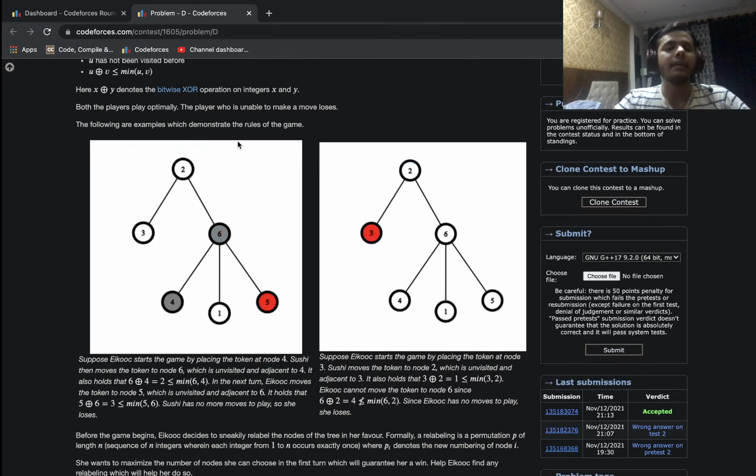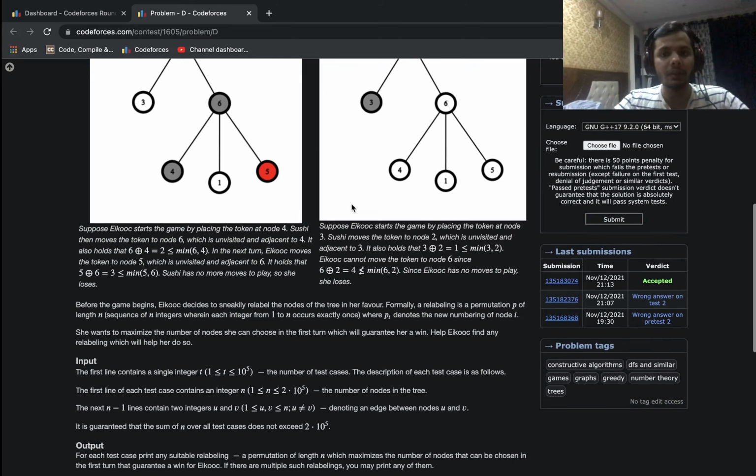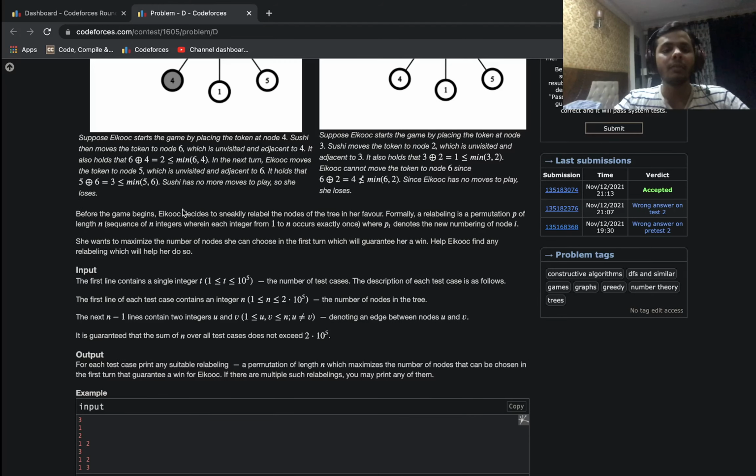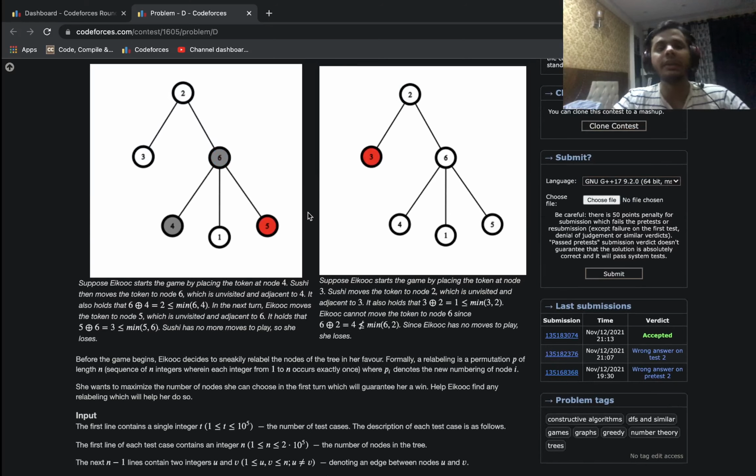And finally, as always in any game problem, the player who cannot make a move will lose the game. But this is not it. This is not the final problem. The final problem is like this: before the game begins, we can actually relabel all the elements of the array, all the elements of the tree.